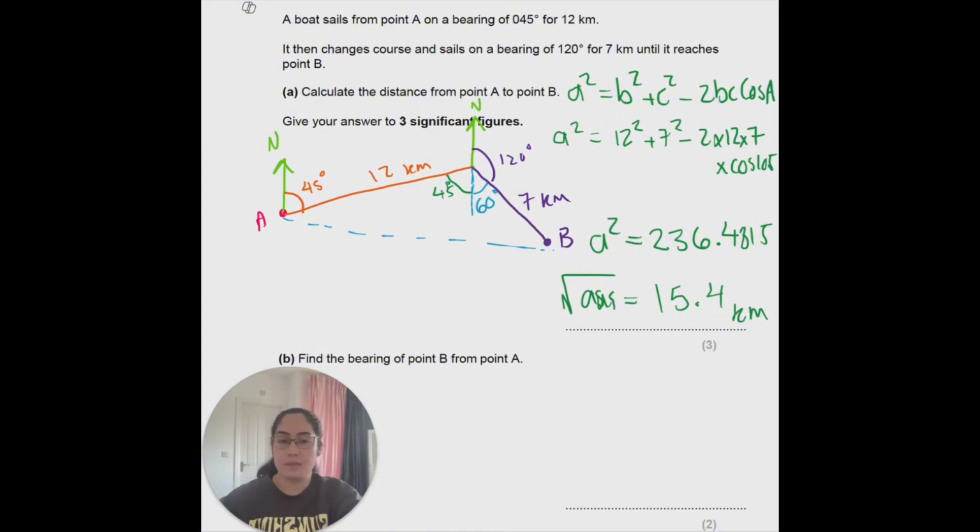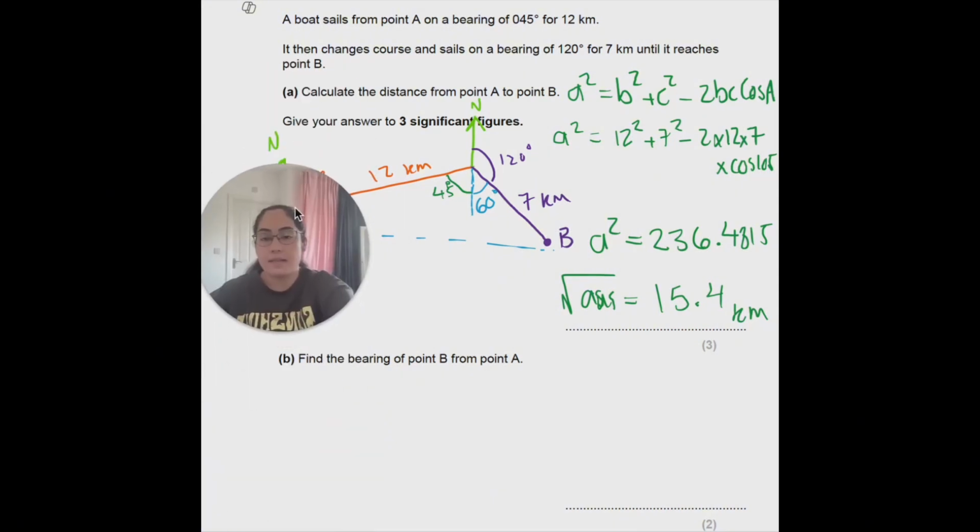So whatever answer you get, when you put this into your calculator, you're going to get a long number, then you're going to do square root answer. So the square root's the whole big number, right? And then the answer is 15.4, right? Hope that makes sense. Now let's look at the second part of the same question as well.